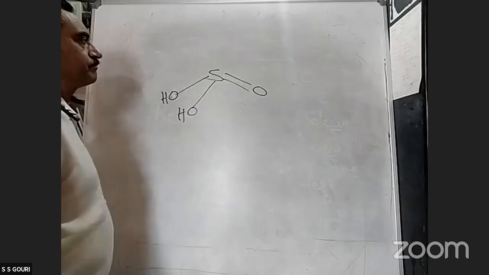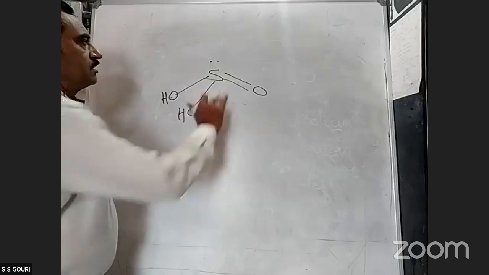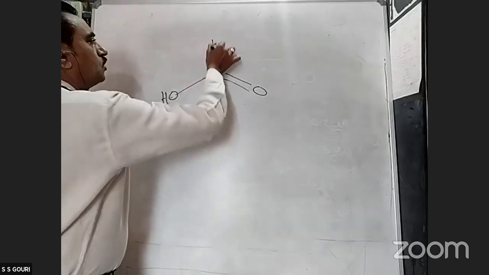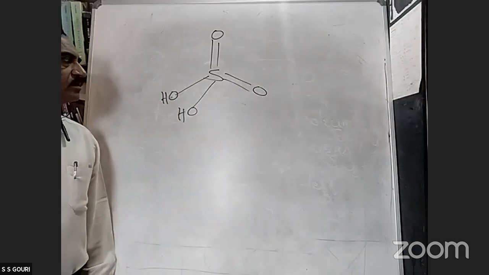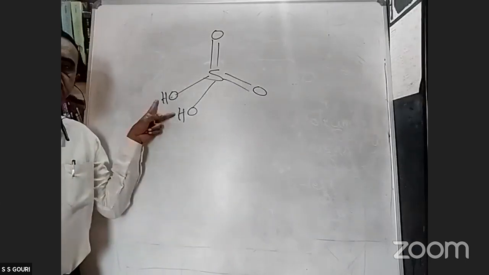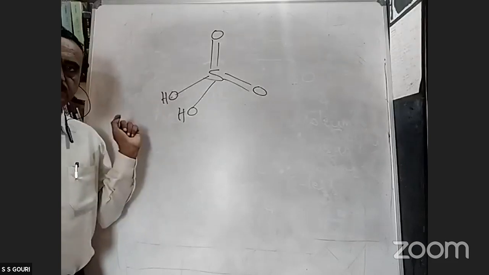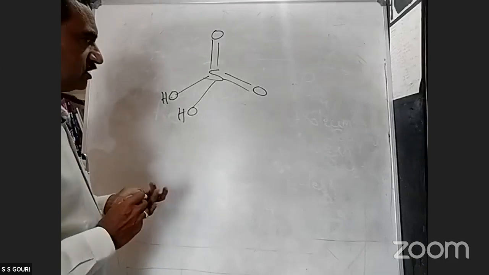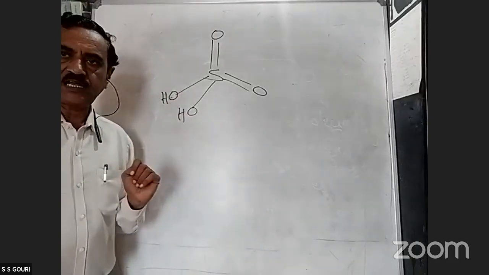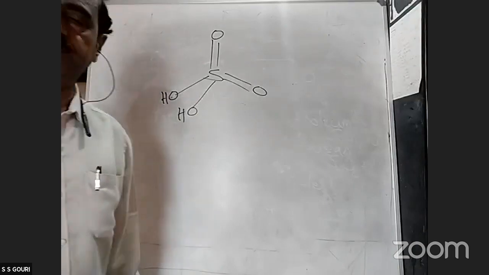sulfurous acid. There is a lone pair of electrons on sulfur here. If I write another double bond O here, it is H2SO4. Both these are dibasic acids because both these hydrogens of the OH groups can be replaced. Few structures are left. We will discuss them in the next class. Okay. See you in the next class.